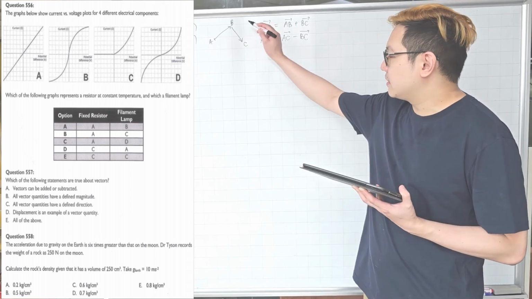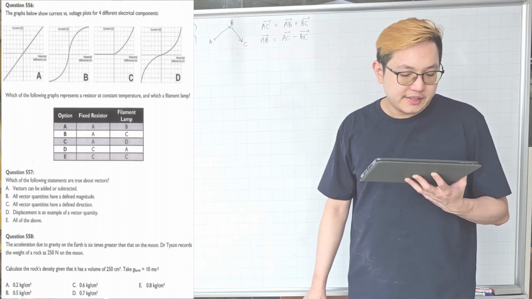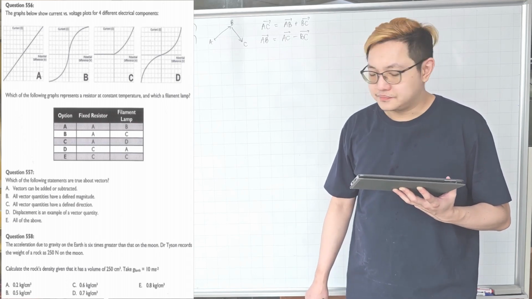Of course, then you have a direction variable. D. Displacement is an example of a vector quantity.